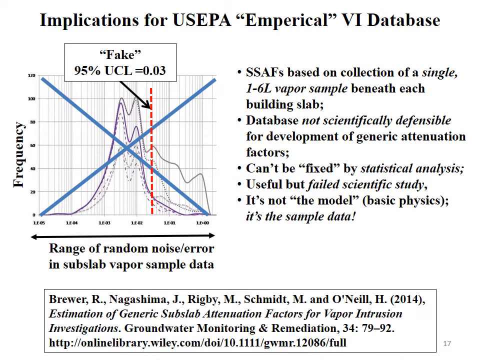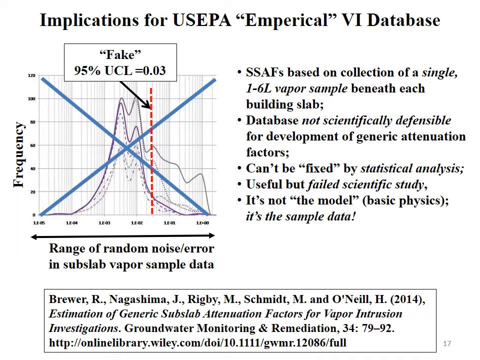It's in a paper we published in 2014, Estimation of Generic Sub-Slab Attenuation Factors for Vapor Intrusion Investigations. The first part of the paper looked at US EPA's empirical vapor intrusion database. In their database, they would collect an indoor air sample of hundreds of houses and then compare that to a single 1 to 6 liter vapor sample collected beneath the building slab. As we just pointed out, the attenuation factor that they calculated for each building is completely random and unreliable. So the database itself isn't scientifically defensible for development of generic attenuation factors.